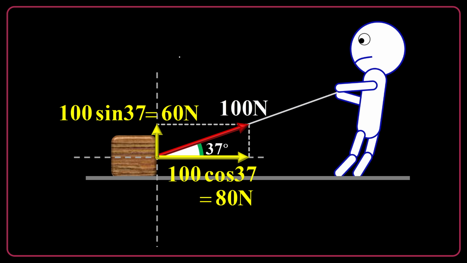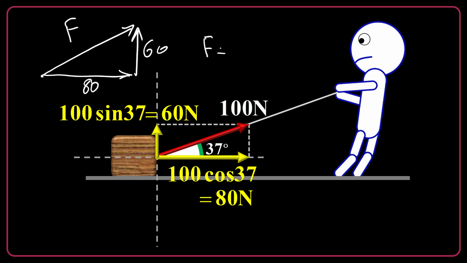Now let's check it with the Pythagorean theorem. Here I have my original force F, the horizontal component 80, the vertical component 60. So F is the square root of 60 squared plus 80 squared. Yeah, it checks out. So everything is okay.